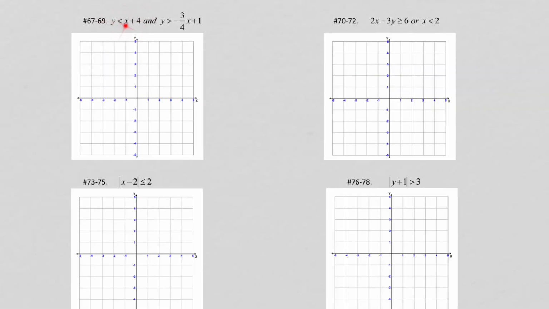This is slope-intercept form. My y-intercept is 4, so up on the y-axis at 4, I'll put a dot. And my slope is 1, which is 1 over 1. So I'll rise 1 and run 1, and I'll put a dot. This is going to be a dashed line because there's no equal sign.